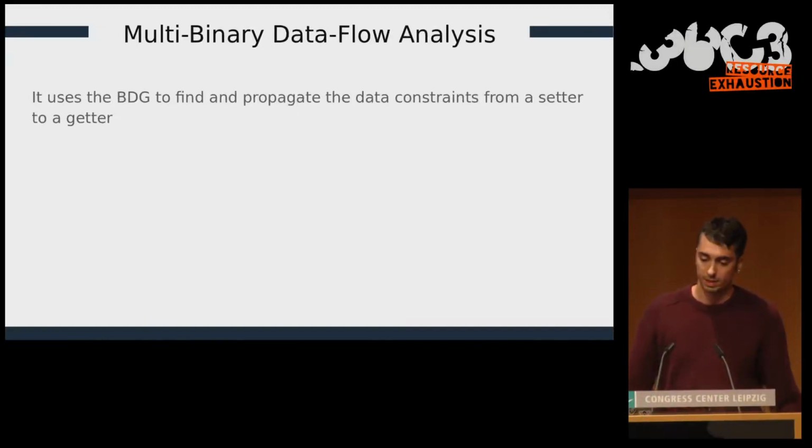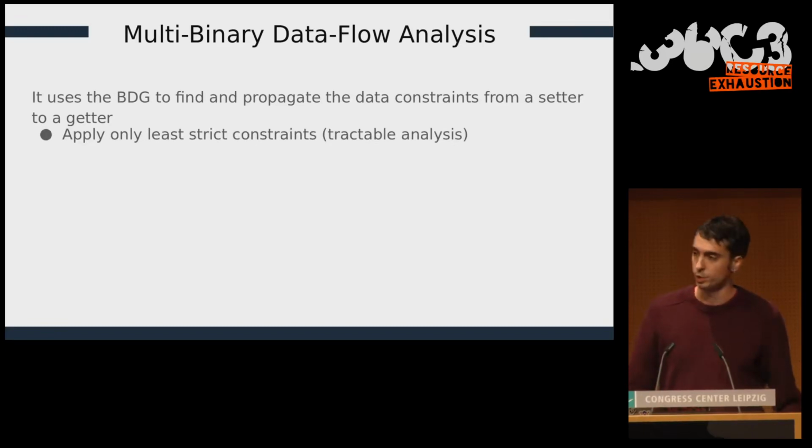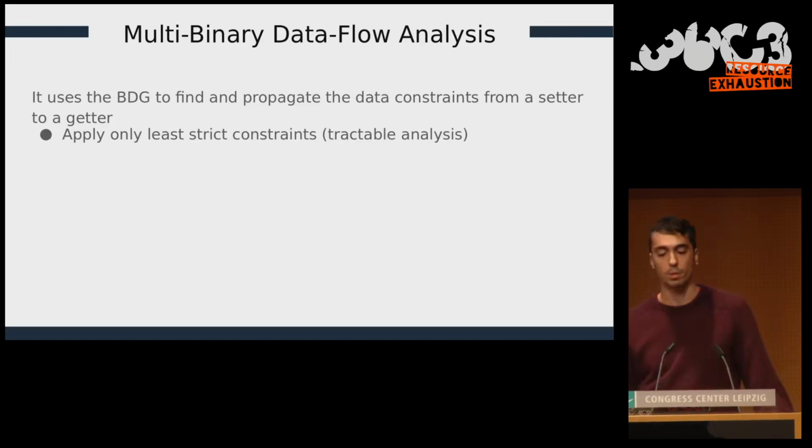The multi-binary data flow analysis uses the BDG to find and propagate the data constraints from a setter to a getter. Through this, we apply only the least strict constraints, which means that ideally, between two program points, there might be an infinite number of paths, and in theory an infinite amount of constraints that we can propagate to the setter binary, to the getter binary. But since our goal here is to find bugs, we only propagate the least strict set of constraints.